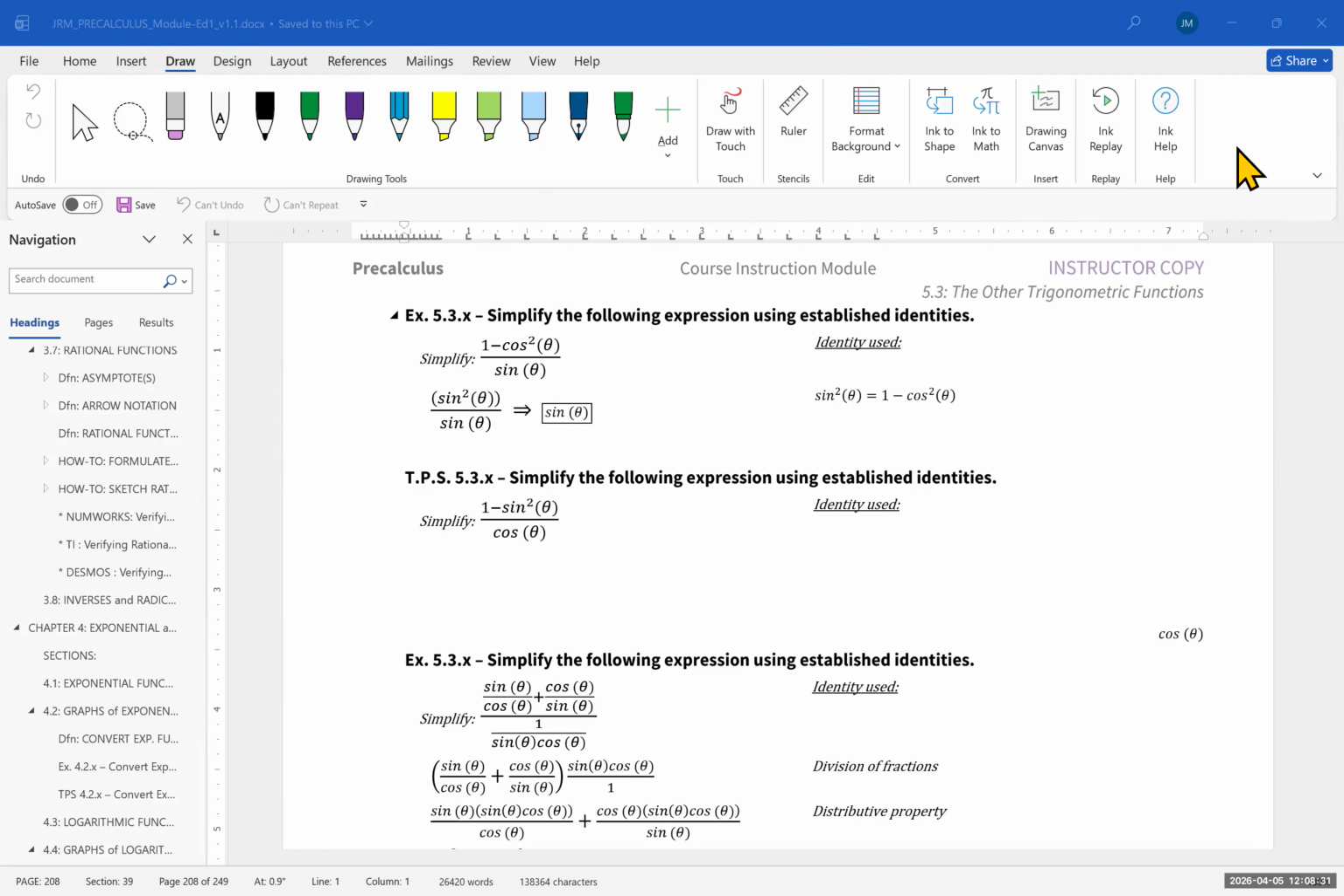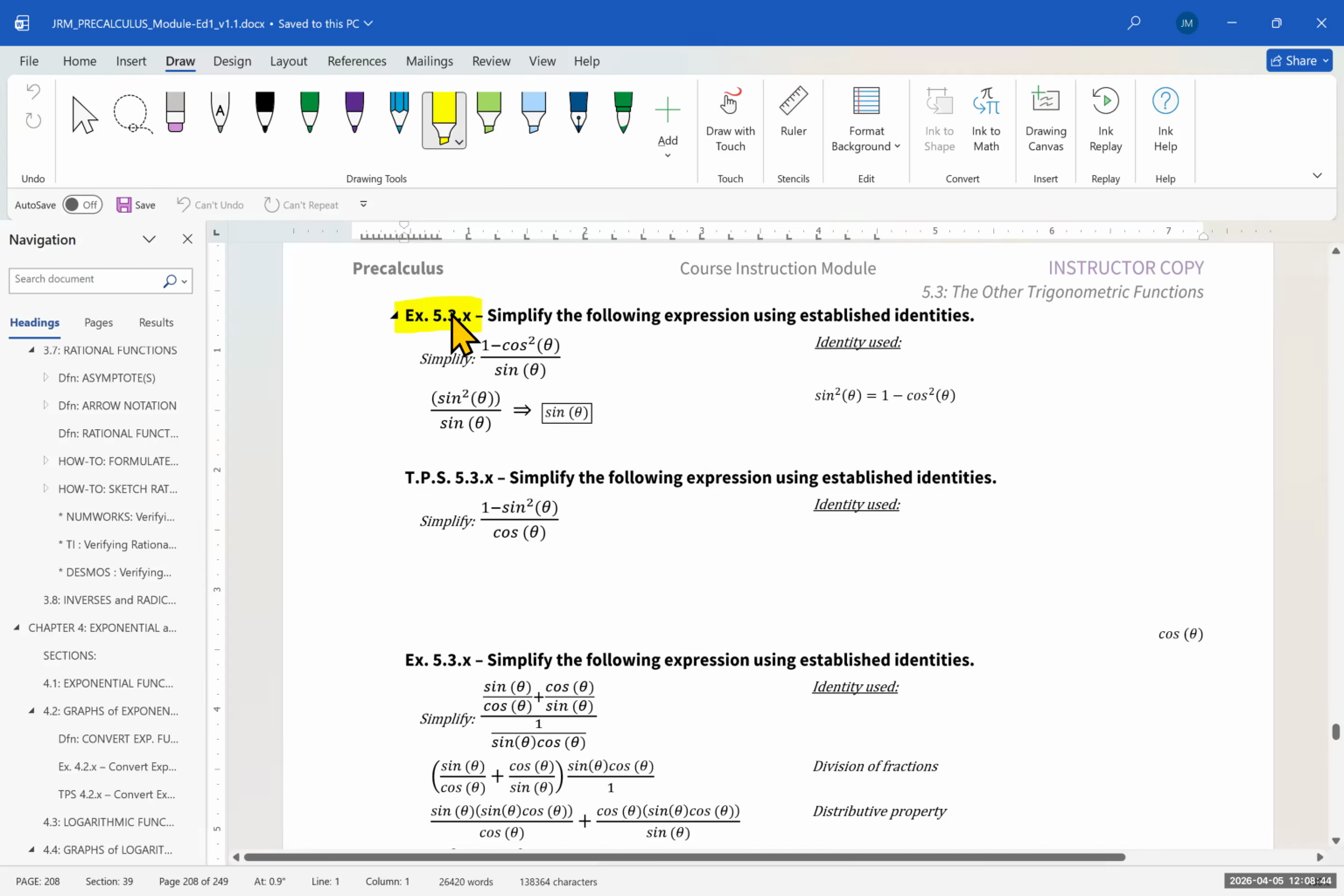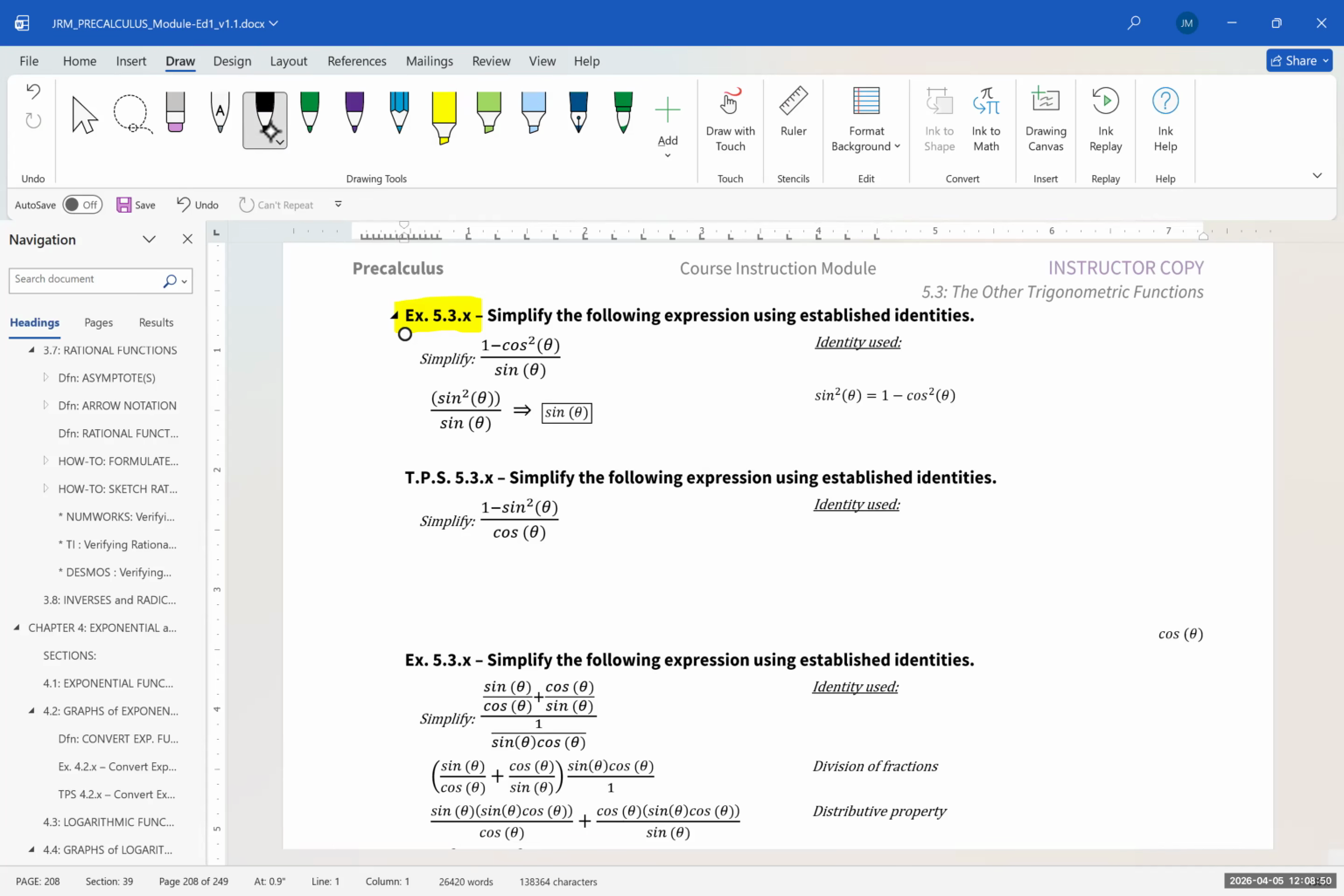One use of trig identities is for the purpose of simplifying trig expressions. So if we look at this first example, simplify the following expression using established identities. What we want to do is simplify this fraction, 1 minus cosine squared theta over sine theta.